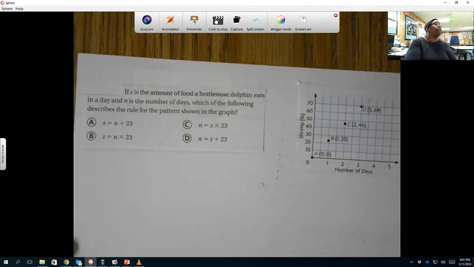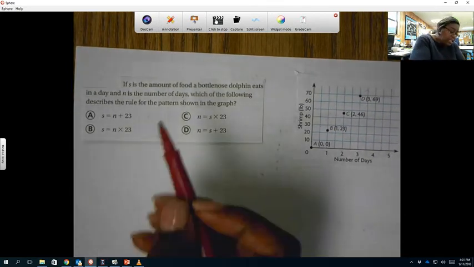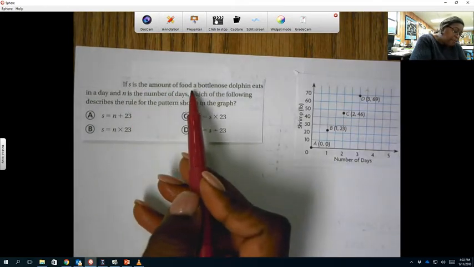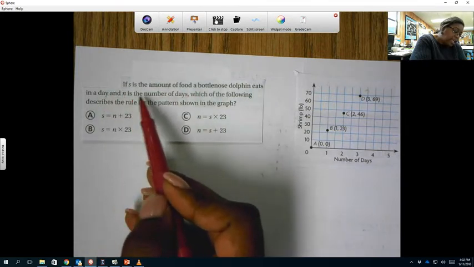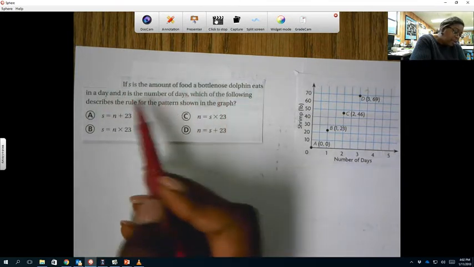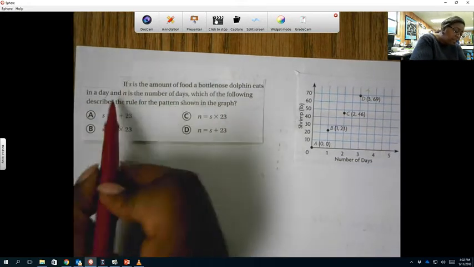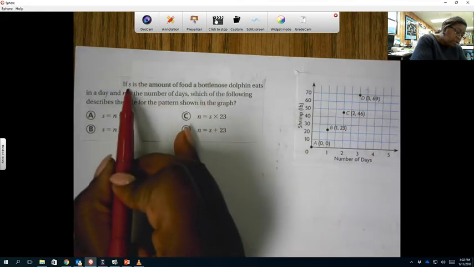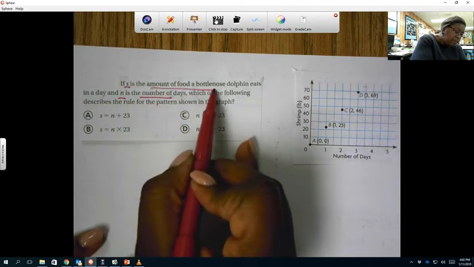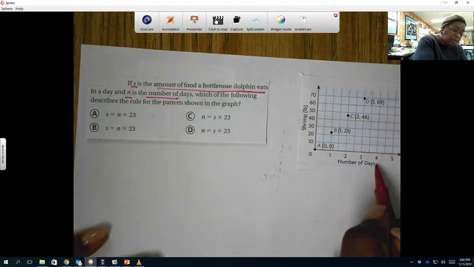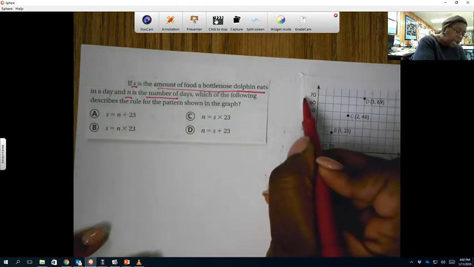Okay. It says if S is the amount of food a bottlenose dolphin eats in a day, and N is the number of days, which of the following describes the rule for the pattern shown in the graph? So they've given us the letters that we're going to use and what they stand for. So number of days would be N, and the shrimp that they eat would be S.